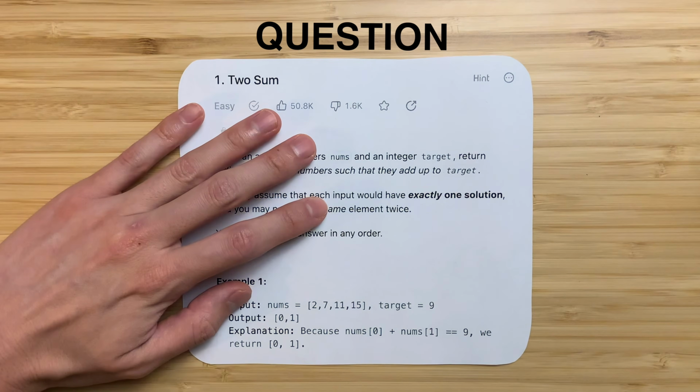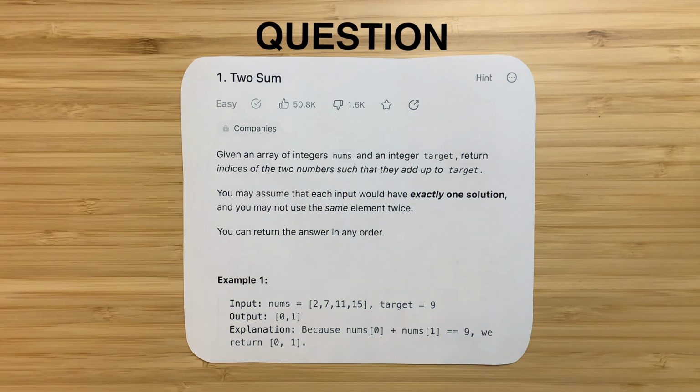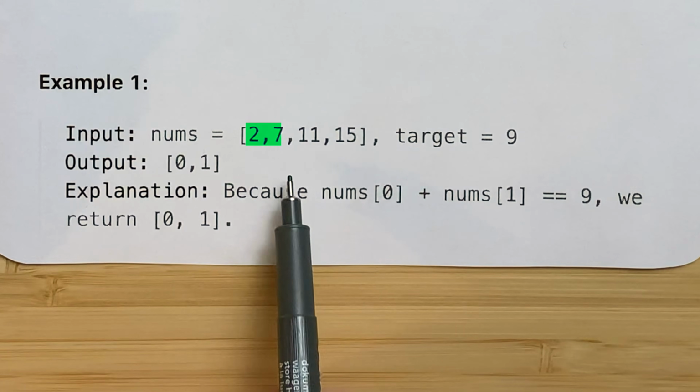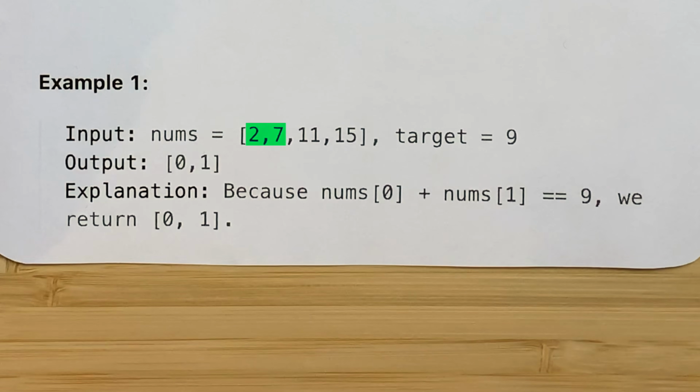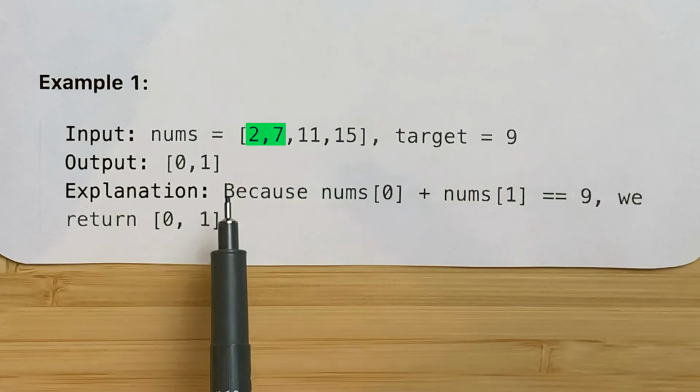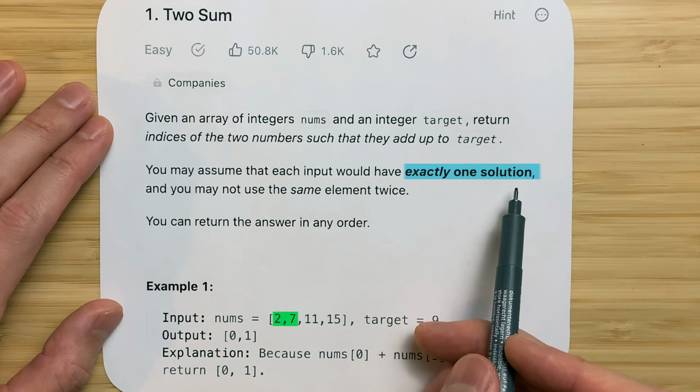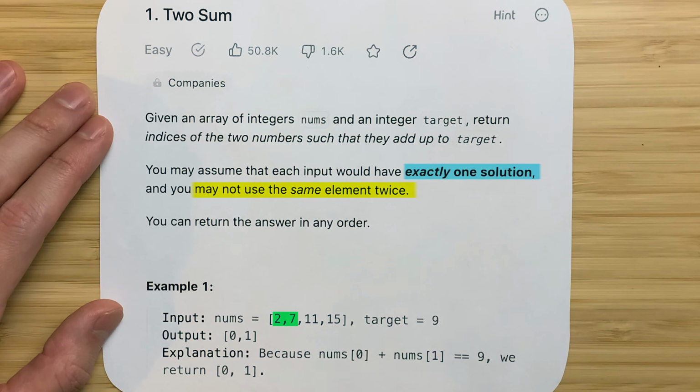We're given an array of integers and we want to return indices of the two elements that add up to target. 2 and 7 add up to our target 9, so we return the indices for 2 and 7, which are 0 and 1. There's exactly one solution, and we cannot use the same element twice.